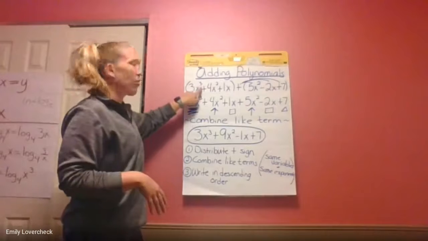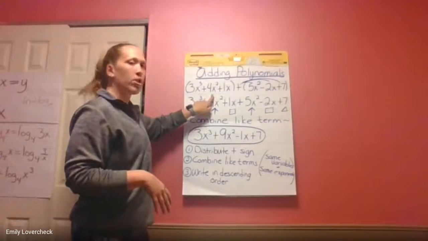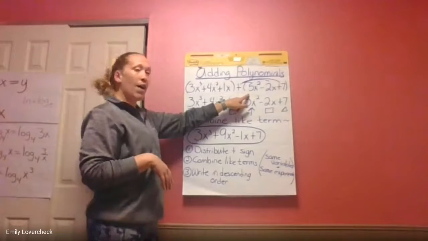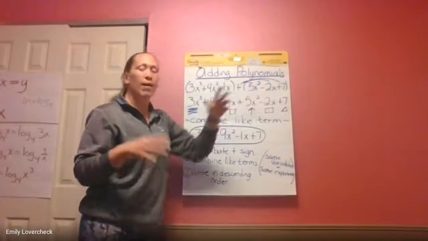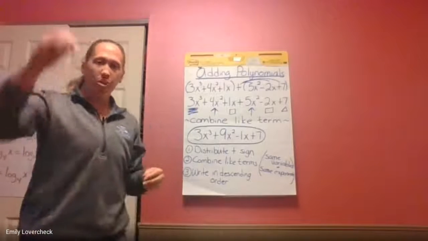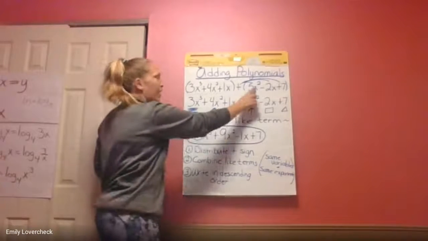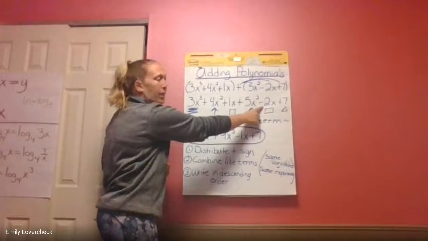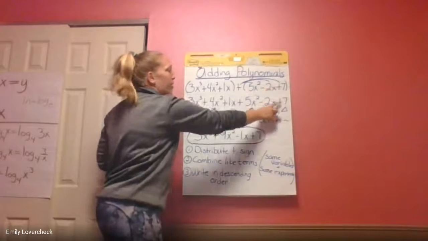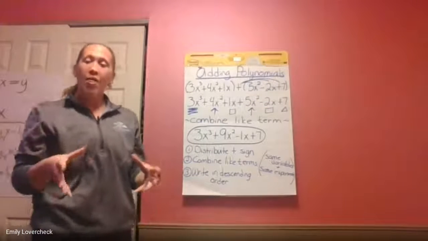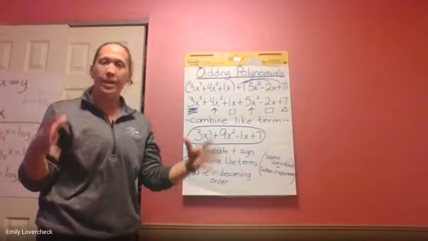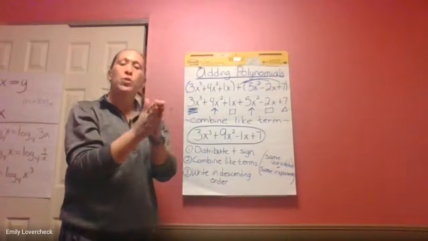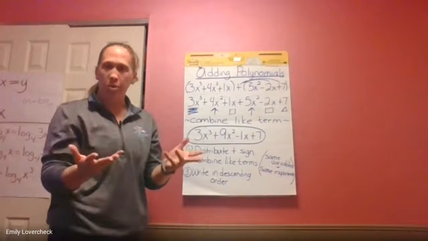So I have 3x to the third power plus 4x squared plus 1x, in parentheses, plus 5x squared minus 2x plus 7. The first thing I'm going to do is distribute the addition sign. So we know a positive times a positive is a positive, a positive times a negative is a negative, and a positive times a positive is a positive. Then once I write those all out and drop the parentheses, anything that has the same variable with the same exponents, the same little number up here, you can combine the numbers in front of the variables, the coefficients.